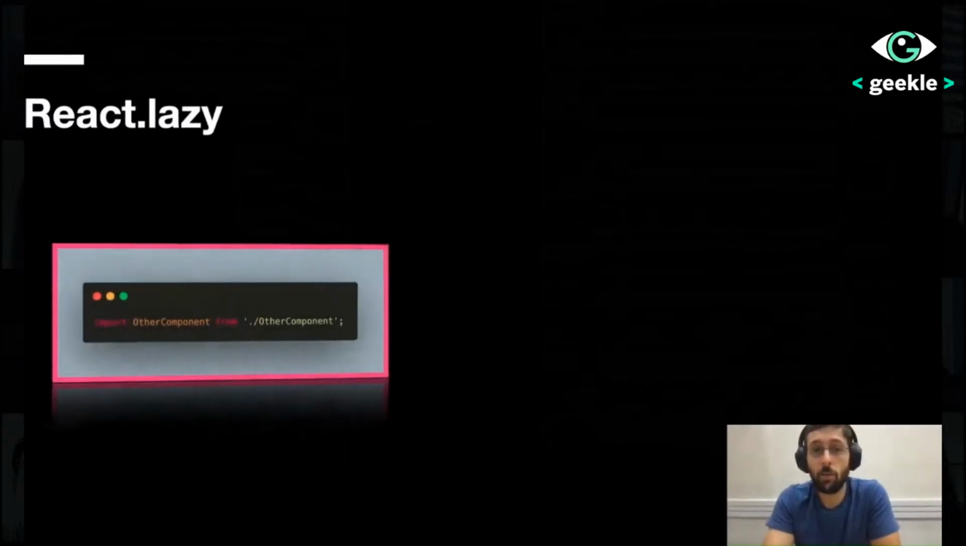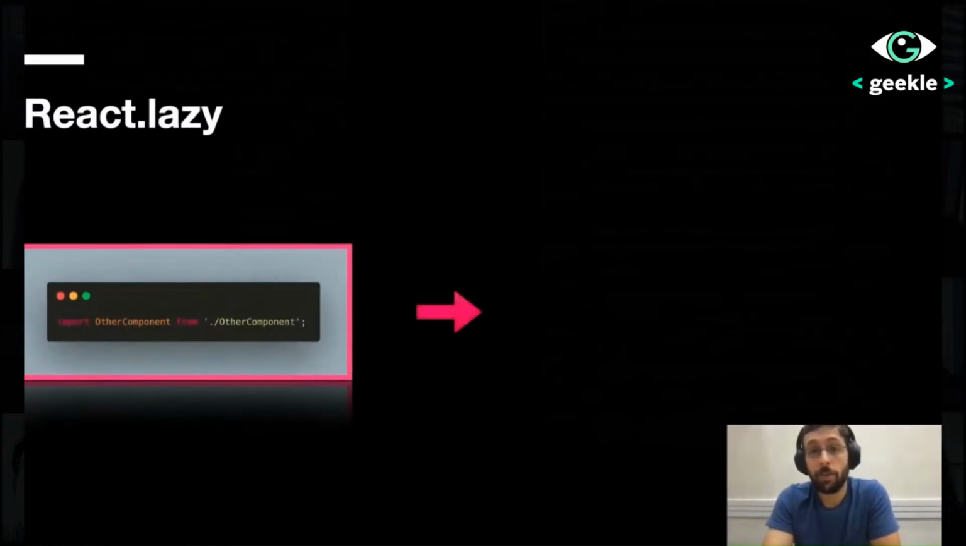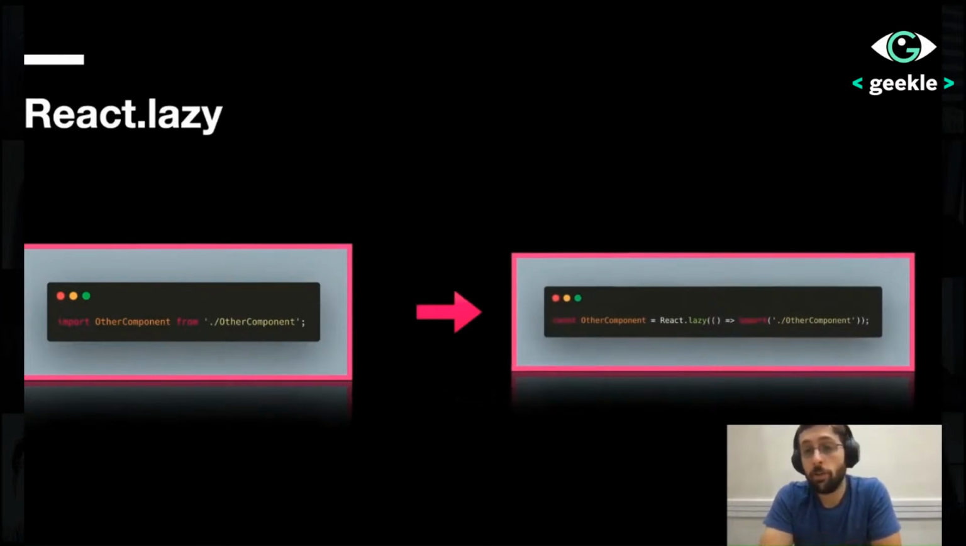But if we want to do the same with a React component, from release 16, we can use React.lazy. Basically, the React.lazy function lets you render a dynamic import as a regular component. This will automatically load the bundle containing the other component when this component is first rendered. React.lazy takes a function that must call a dynamic import. This must return a promise which resolves to a module with a default export containing a React component.